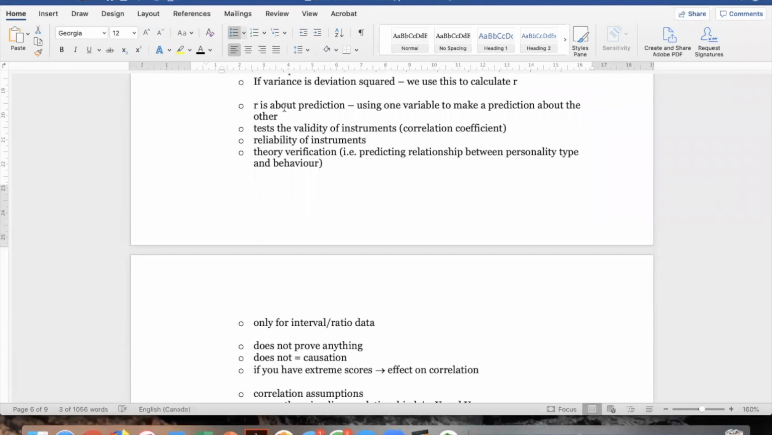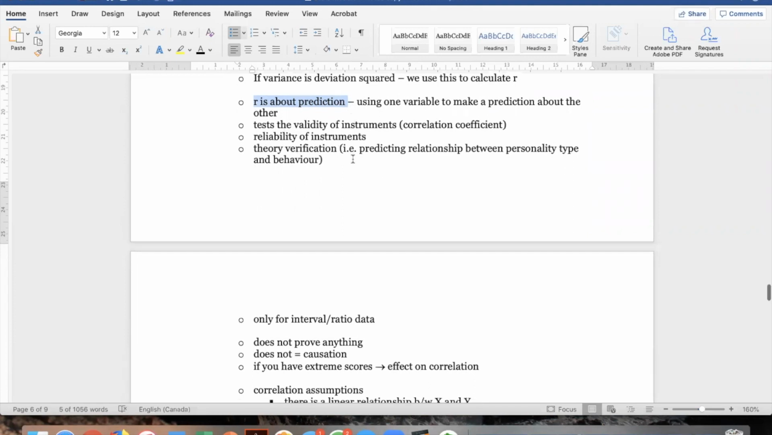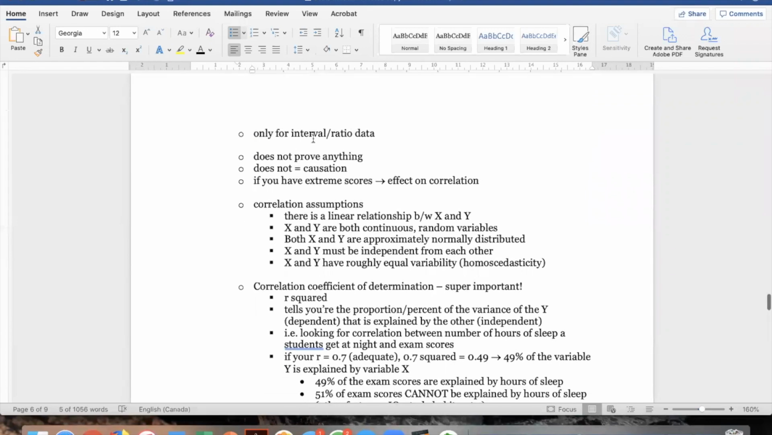So R is about prediction. R is about using one variable to make a prediction about the other. Again, this isn't necessarily cause and effect, it's relationship. You can use it to test the validity of instruments, reliability, theory verification, blah, blah, blah. It's only for interval and ratio data. Here's what's really important to know when you're answering questions: it doesn't prove causation. It doesn't prove anything. It's basically saying these things are correlated. These things are related to each other, right?